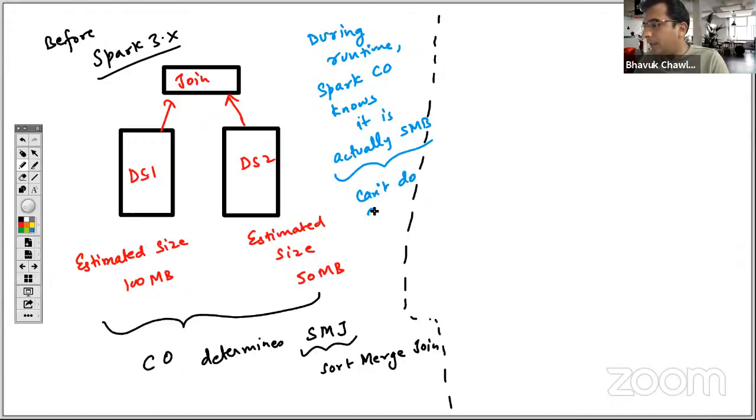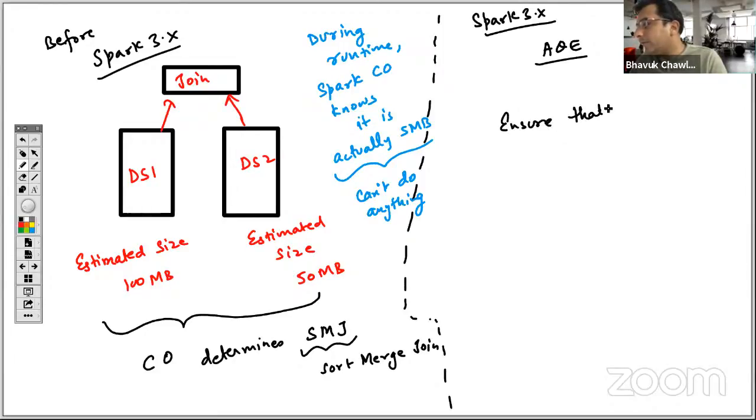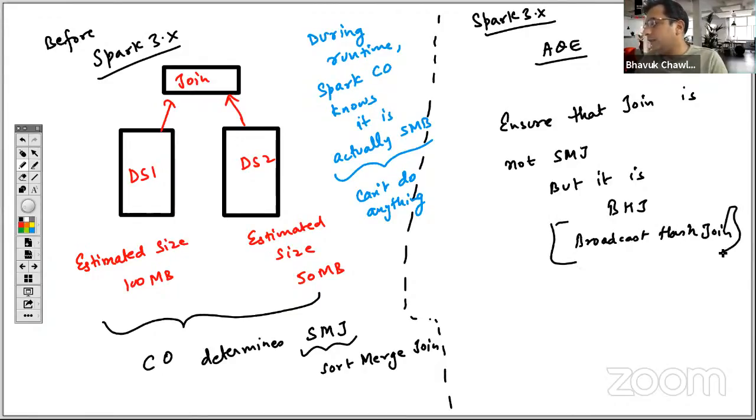It cannot do anything for further optimization, right? So that's why in Spark 3.x, what happened? Here we have adaptive query execution, so we get feedback during the runtime. In this case, it will get to know during the runtime, and it will ensure that the join is not a sort merge join, but a broadcast hash join, which is much more optimized. Are we clear with this, like how this is working? During runtime, we get more accurate statistics. So how was the estimated size wrong actually?